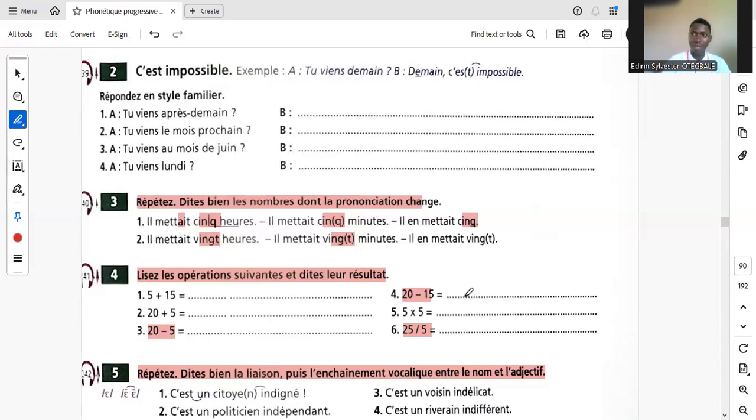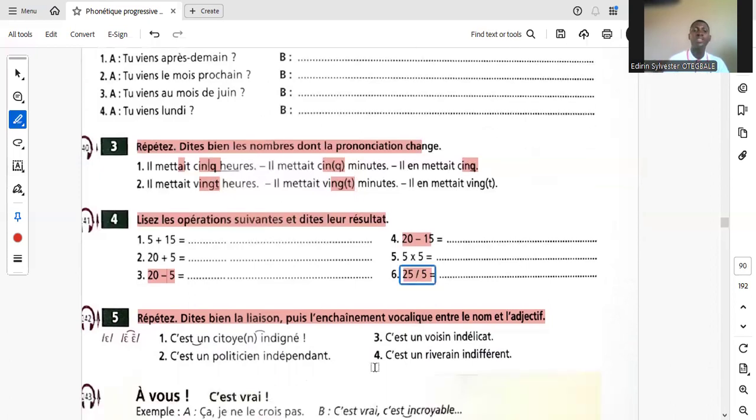So from the calculations we have seen so far, this is arithmetic. You see cinq, quinze, vingt, vingt-cinq, that sound is well captured there. Let's take the next recording now, which is number 5. Répétez, dites bien la liaison puis l'enchaînement vocalique entre les noms de l'adjectif. For those of us who have studied liaison, you will see liaison and enchaînement vocalique here. But the emphasis is on the phoneme un. Let's see how it is captured in this particular series.